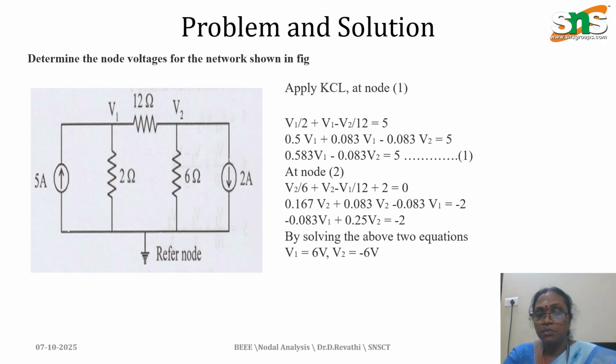Again we are considering the 12 ohm, but it is between the two voltages V1 and V2. So we write V1 minus V2 divided by 12, which is equal to 5 amps. Likewise for node V2: 2 amps, and the 12 ohm gives V2 minus V1 divided by 12, then V2 divided by 6 and 2 amps. These are the equations we have to find, and then find the values of V1 and V2.